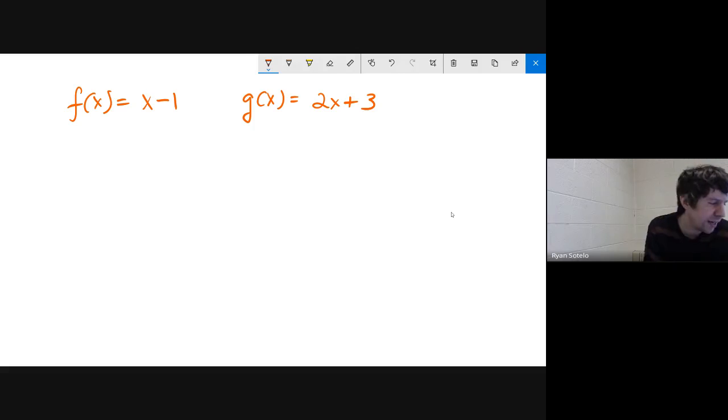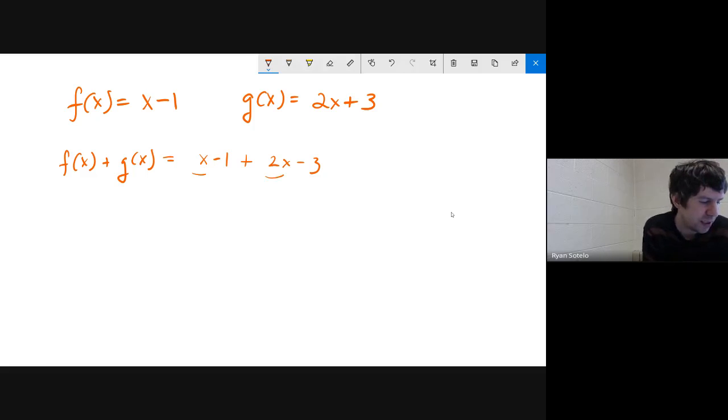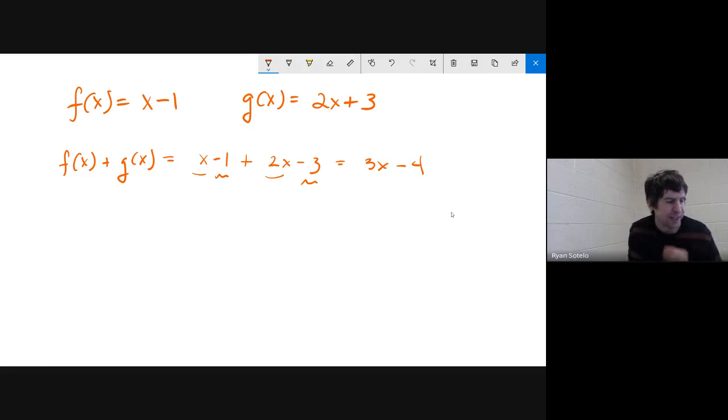Now, they're going to show you things like this. So what is f of x plus g of x? Well, you just add up the 2 expressions. So I would say, well, f of x is x minus 1, and plus g of x is 2x plus 3. So I've got 2 like terms. I've got x's, and I've got constant terms. So that would make 3x plus 2. And that's the sum of those 2 functions. You get a new function. Is that okay? You guys understand that?